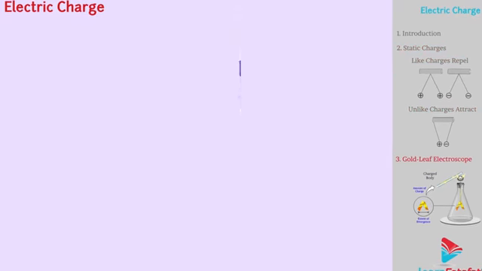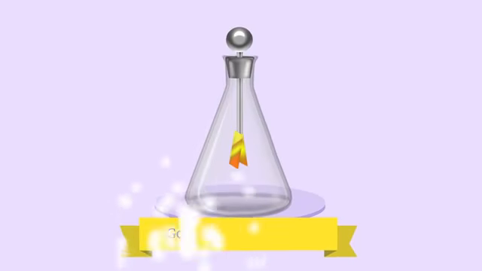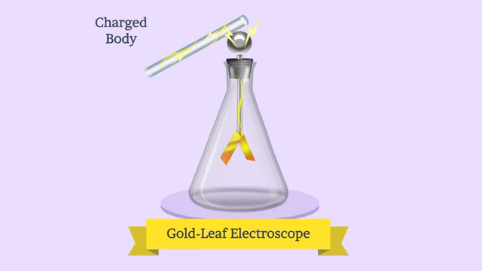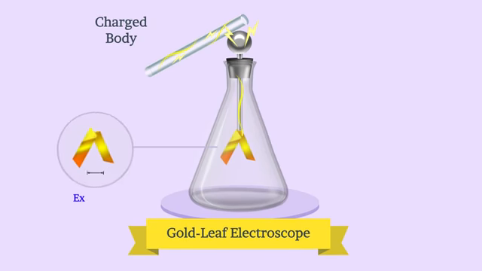A simple apparatus to detect charge on a body is the gold leaf electroscope. If a charged body is touched to the metallic top of the gold leaf electroscope, charge flows onto the leaves, causing their divergence. The extent of divergence suggests the amount of charge.